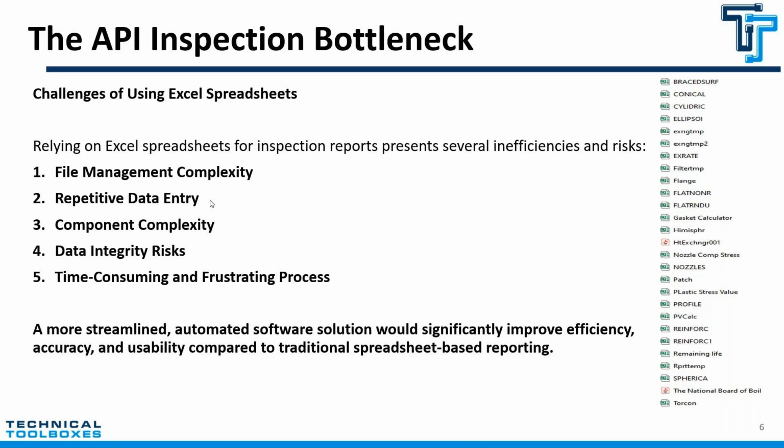You have component complexity. A typical pressure vessel consists of multiple components, including cylindrical shells, nozzles of various sizes, and different types of formed heads: hemispherical, toruspherical, ellipsoidal, flat, conical. And then you've got to figure out what's the difference between an ellipsoidal head and a toruspherical head. Which one is this? Managing these variations across multiple spreadsheets can be cumbersome and error prone. Anybody that has to deal with these knows what I'm talking about.